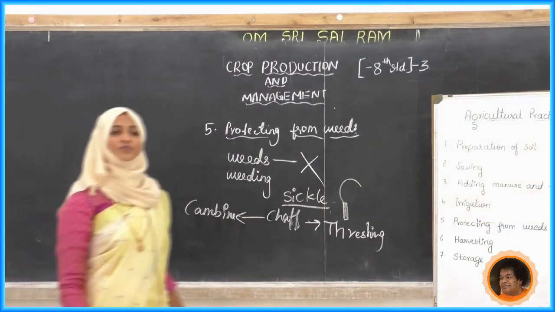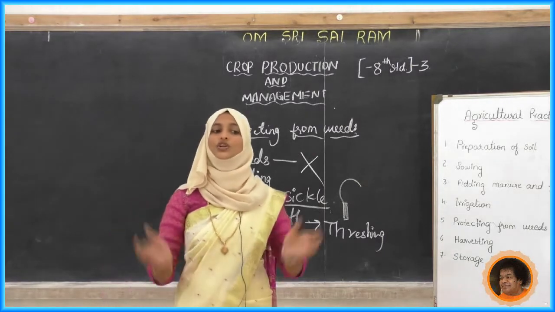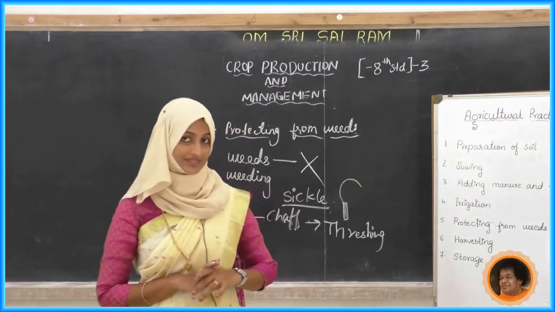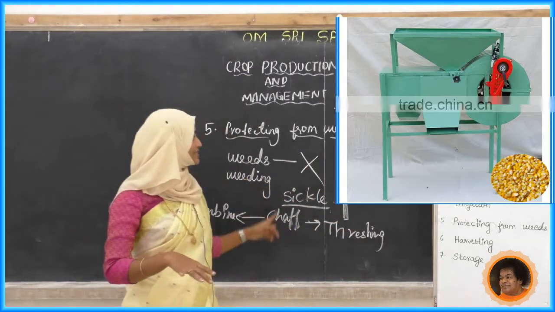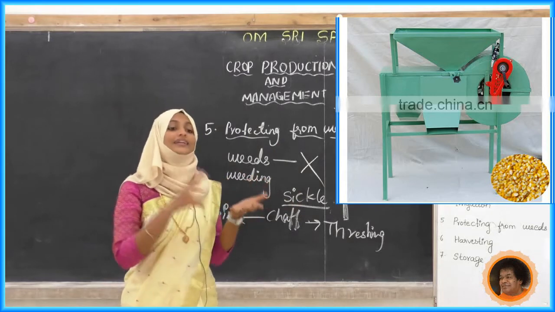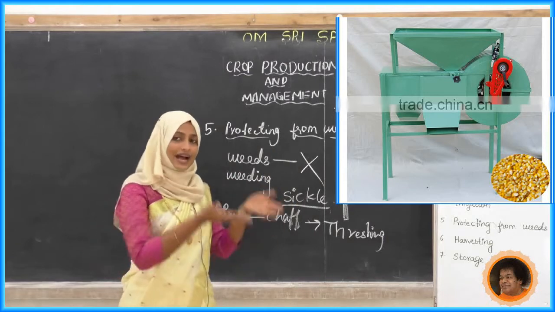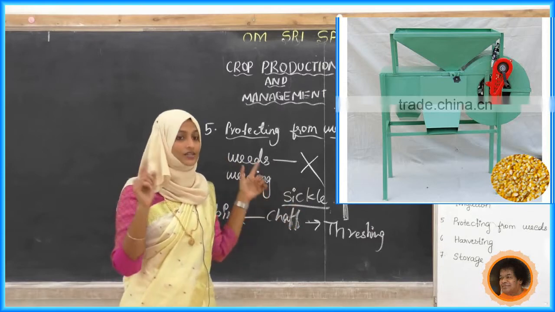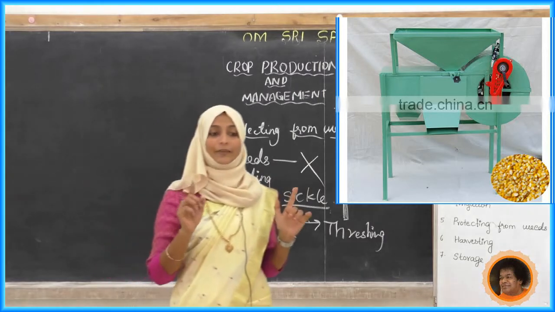Next, farmers with a small holding of land do the separation of grains and chaff by the process called winnowing. That is also a machine. They use this machine to separate the grains and chaff. They add the whole thing to it, and it will separate the grains and chaff. That is called winnowing. W-I-N-N-O-W-I-N-G.